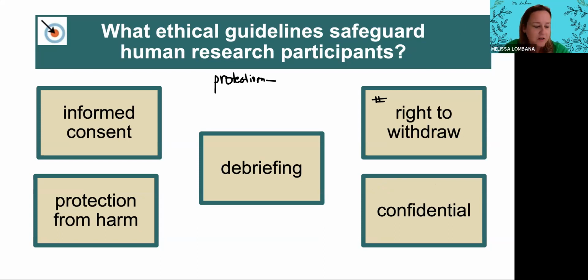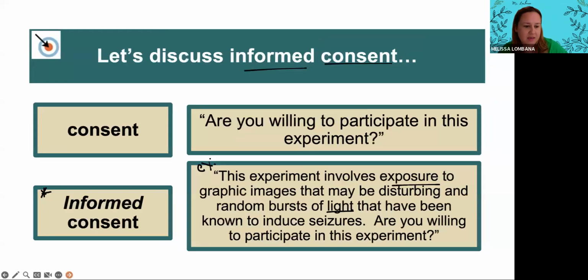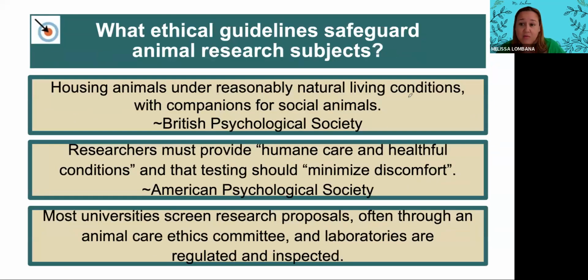Now, the animal one is very self-explanatory as well, in which you basically cannot harm them, right? Their living conditions must be as natural as possible. So you may want to write this down, the animal ones. Their housing must be reasonable. They must provide humane care and healthy conditions. And if they're testing them in a way that is going to be harmful, it minimizes. And if there is a death or something, it must be a quick and painless death.